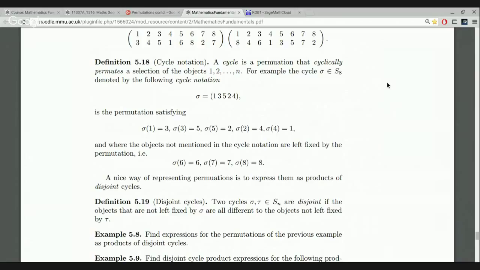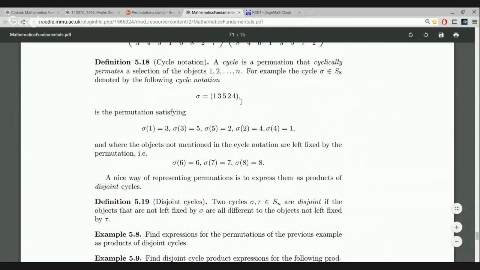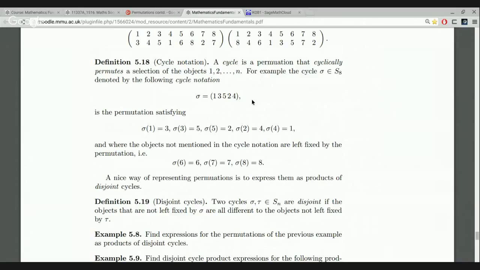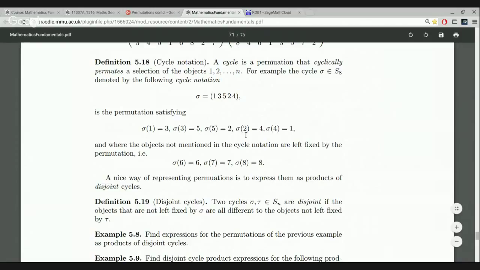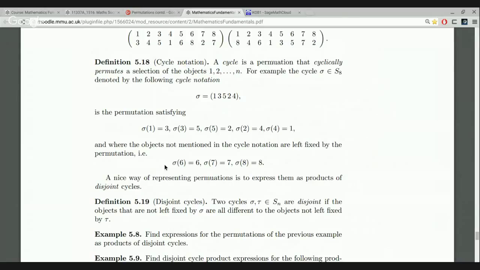Now, there's also a convention that with this sigma, now you see up in the first line it says sigma. This sigma is an element of S8. So it's a permutation on 8 objects. But of course, in the notation, it only mentions 5 of them. 1, 3, 5, 2, and 4. So what does sigma do to the other objects? The objects labeled 6, 7, and 8. Well, because they're not mentioned in the cycle notation, it's understood that this sigma leaves those objects fixed. It sends 6 to itself, it sends 7 to itself, and it sends 8 to itself.